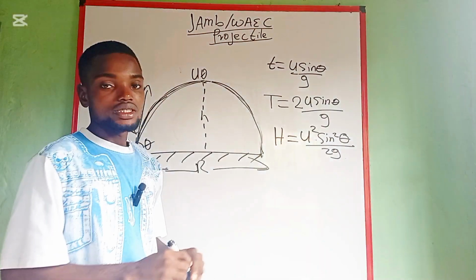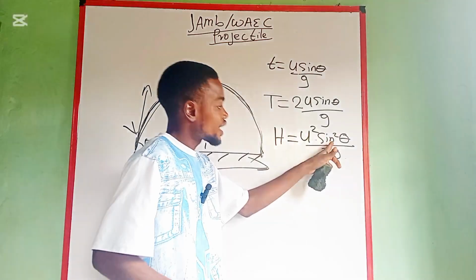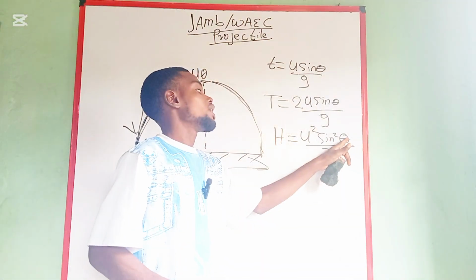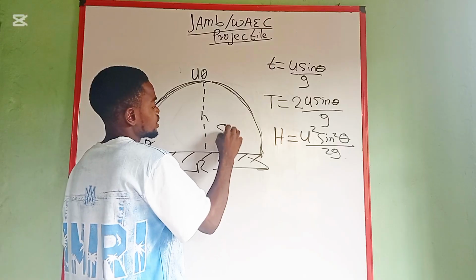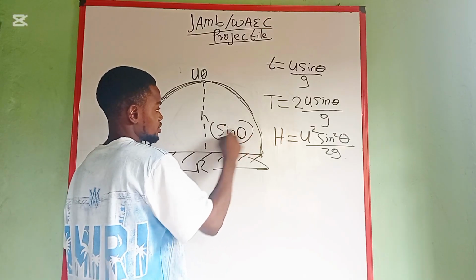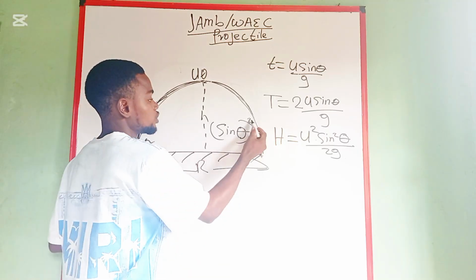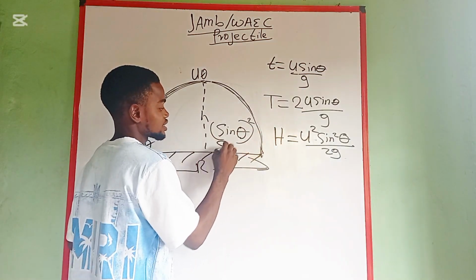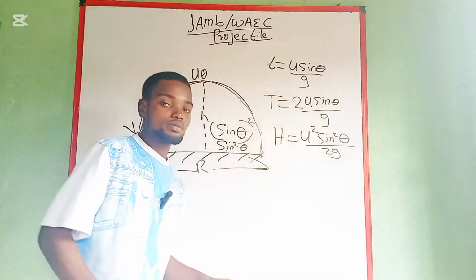What you're going to do is, if you're given the angle of projection, you first of all get the sine of that angle, and then you square it. So this is supposed to be in this form, (sine theta) square. So when you sine the angle, you square it. So if we open the brackets, we will have sine square theta. So that is how we arrive at this expression.